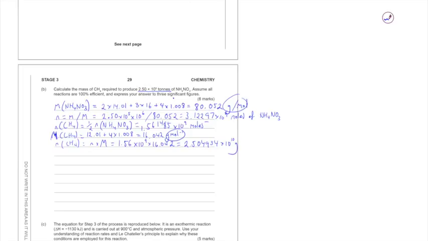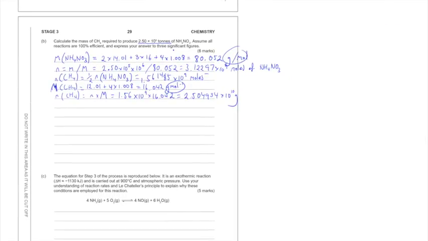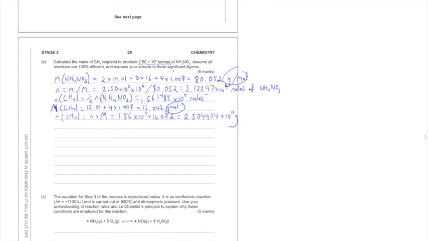Now I'm going to leave my answer in grams, and the reason why is because that is the standard unit for chemistry. However, it says express your answer to 3 significant figures. So that means my final answer is going to be mass CH4 equals 2.50 by 10 to the 10 grams. 3 significant figures being these 3 first digits here.